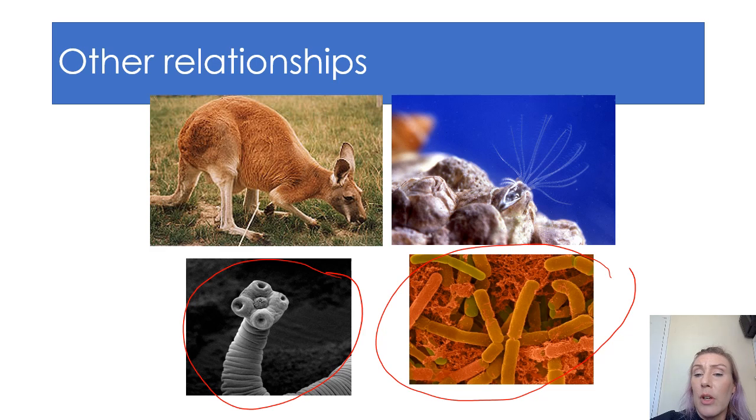On the other picture, we've got a barnacle. The barnacle's a filter feeder, so it's actually filtering particles from the water. That's another type of feeding relationship that isn't a predator-prey relationship. So just make sure that you know that there are other feeding relationships, and they're not all just predators.